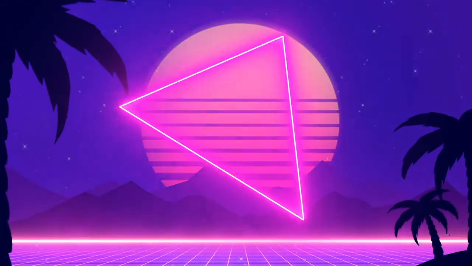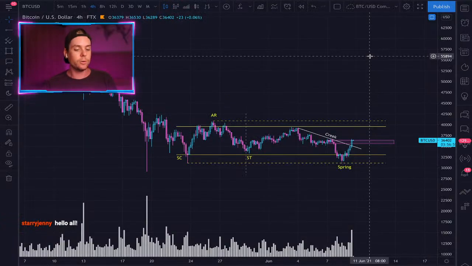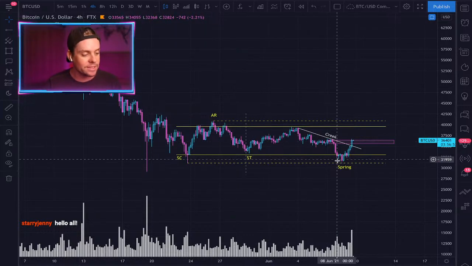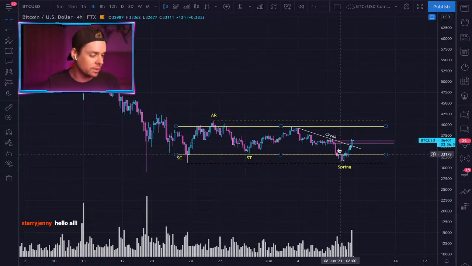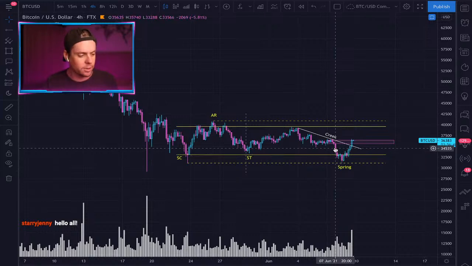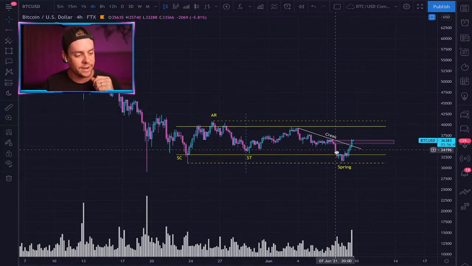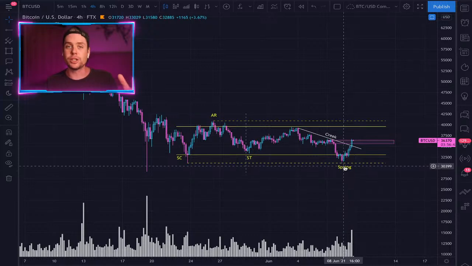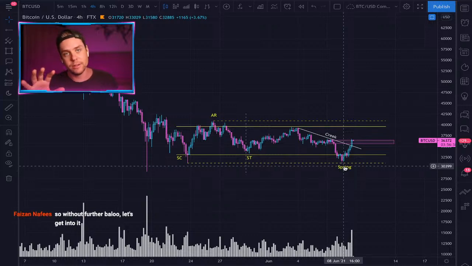I want to take a look at Bitcoin on the 4 hour. A few hours ago we had this down bar, and it caused a breach of the lower end of the trading range. In the Wyckoff method, a breach of the lower end of the trading range is technically a bit of a fake out, and it could be interpreted as a spring. You shouldn't try to find a spring when you're in a downtrend. You shouldn't be trading a spring when you're in a downtrend.